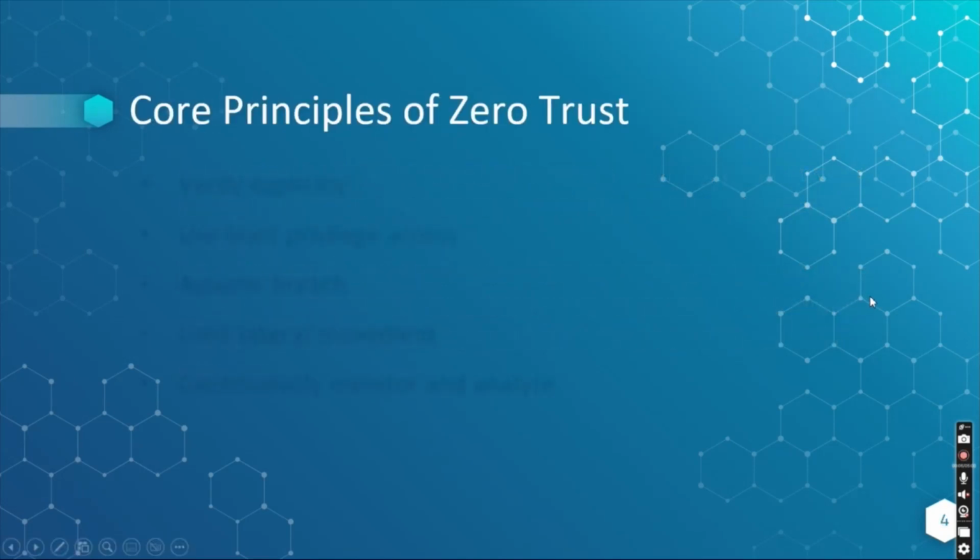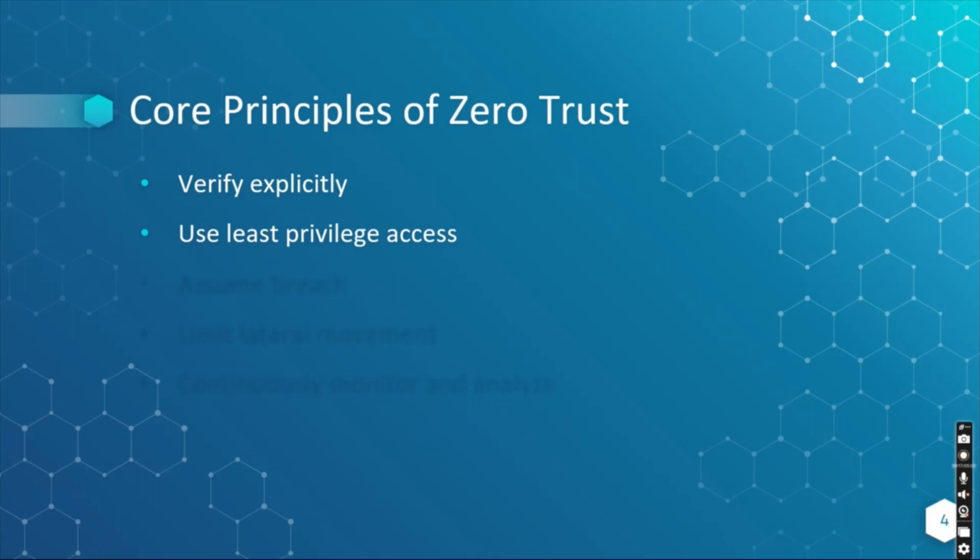There are 5 core principles of Zero Trust. First, you should verify explicitly. All users and devices must be authenticated and authorized before accessing any resources. Second, use least privilege access. Access should be granted only to the minimum amount of resources required to complete a task. Third, assume breach. All users and devices are treated as potentially compromised and security controls are implemented accordingly.